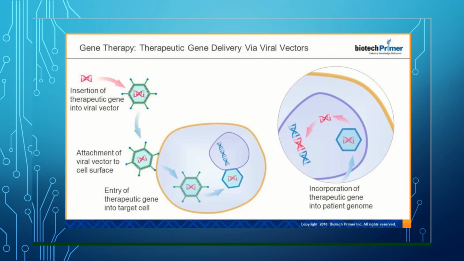So here's a nice picture that kind of wraps up some of those things that we've been talking about. So you've got the insertion of the therapeutic gene into this vector, and then the vector will attach to the surface of the cell right here and enter the target cell to incorporate the therapeutic gene into the patient gene, as you can see.